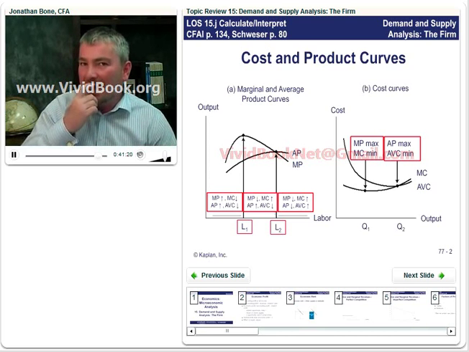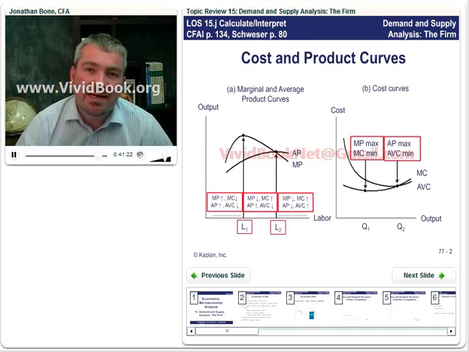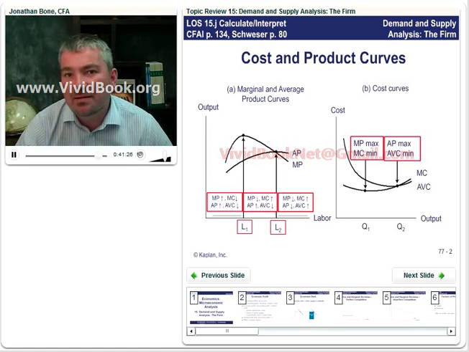Notice then when we hit L2, the average product is equal to the marginal product. If we go beyond this point and produce above L2, employ more labour than L2, then notice the average will start to be pulled down because marginal is now below average.